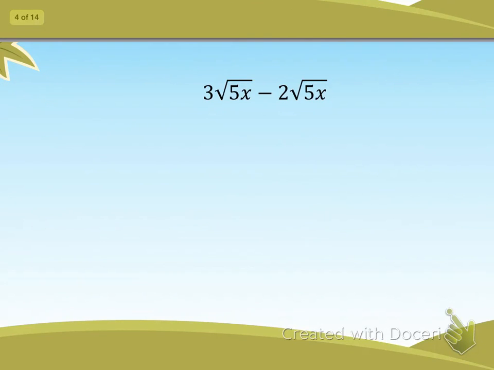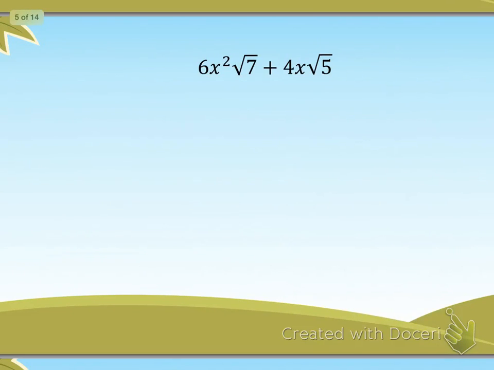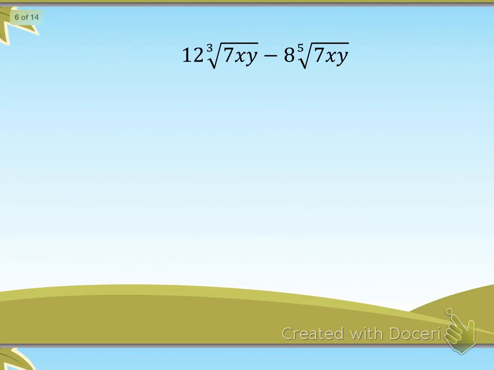Okay, so first off, they have the same nth root. They have the same thing inside the root, so I just subtract normally, so 3 minus 2 gets me 1. Okay, so this one, they have the same nth root, but they do not have the same thing here, so we cannot simplify anymore. Okay, they don't have the same nth root this time, so we cannot simplify. It is in its most simplified form.